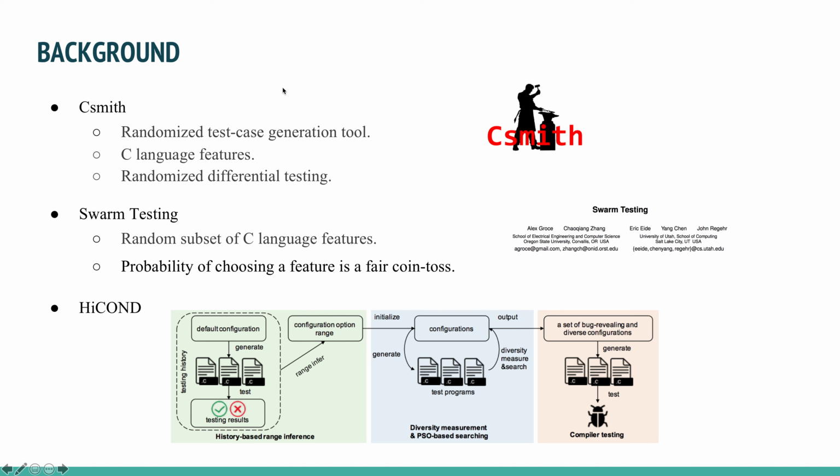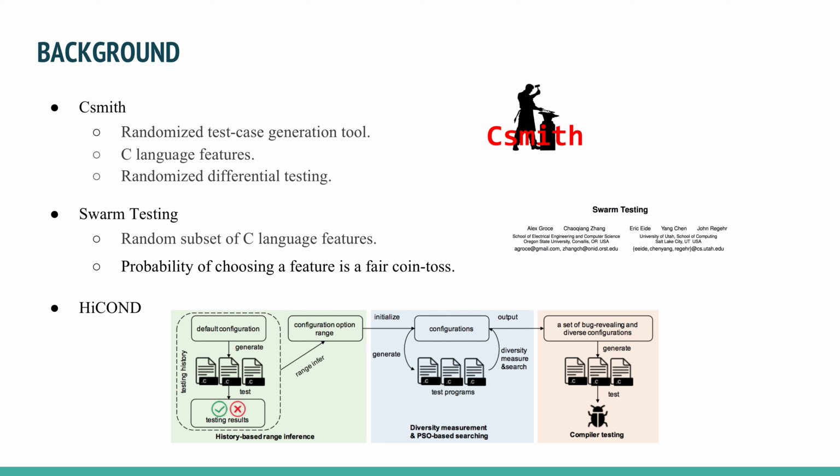Various approaches to test generation have been introduced to improve the quality of C compilers and find compiler bugs. For example, Csmith is a popular randomized test case generation tool. Given a set of C language features, Csmith can generate random C programs that contain those features. It uses a randomized differential technique to find bugs in compilers like GCC and LLVM.